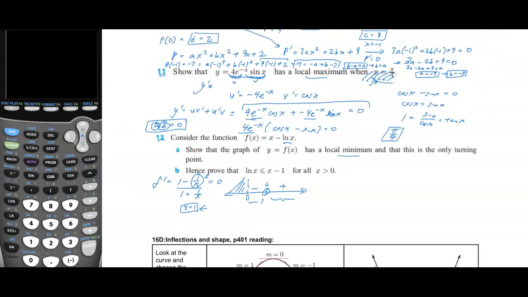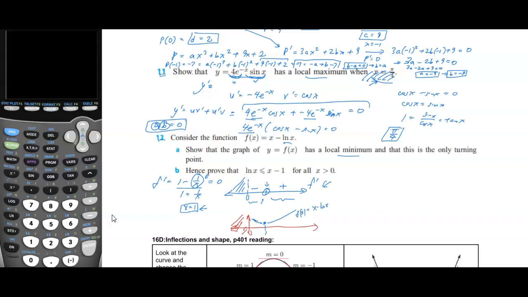Let's sketch, based on this sign diagram of f dash, let's try to sketch the function f, okay? So I'm going to draw a little xy coordinate system. We know it doesn't exist over here. Basically, this function, we know it goes down, and then it has a minimum point at 1, and then it goes up, okay? And so this function, by the way, is f of x equals x minus natural log of x, right?